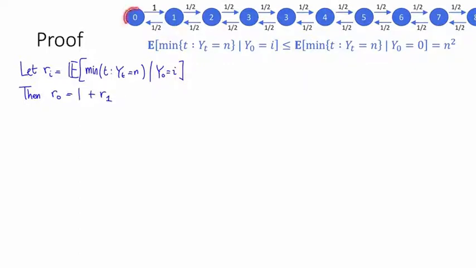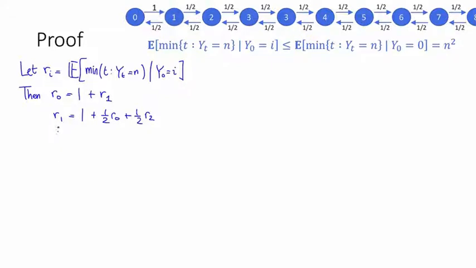That's because if I start at 0, then with probability 1, I'm going to take one step, and then I wonder how many more steps I need to take starting from 1. By similar reasoning, r1 is equal to 1 plus 1/2 times r naught plus 1/2 times r2. That's because if I start at 1, no matter what, I'm going to take one step. With probability 1/2, that step is going to go towards 0, and then I have r0 expected steps left. On the other hand, with probability 1/2, that step is going to go to 2, and then in expectation I have r2 steps left.